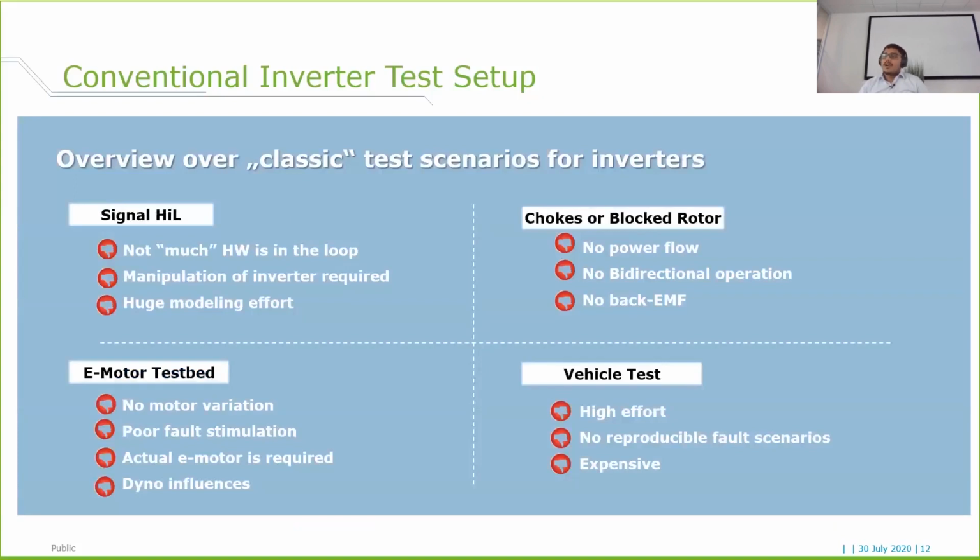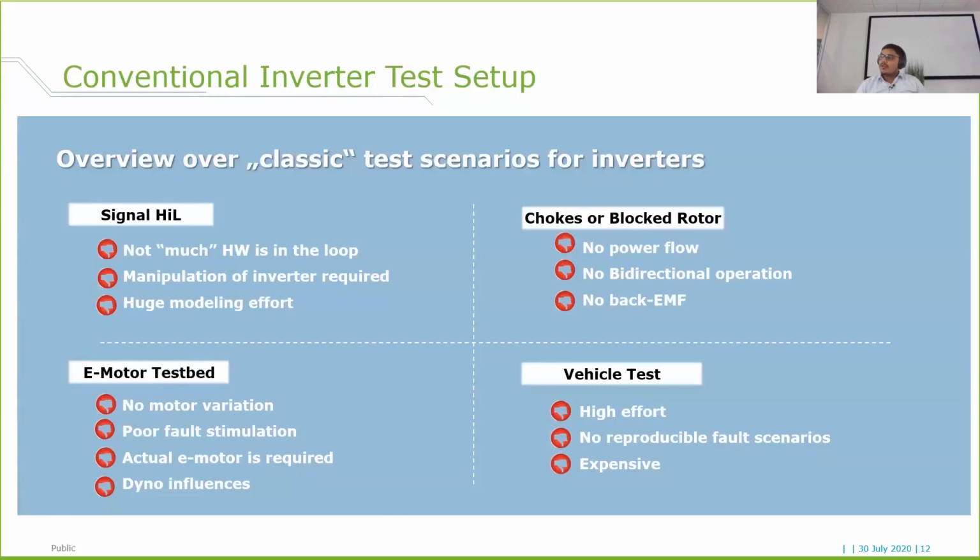One is the signal hardware in the loop. In this case, the actual required amount of power will not flow through the system. It's just signal level modeling, where one can only validate the functionality of the controller, or signal acquisition and calibration and so on. But actual power doesn't flow through, so one is not able to validate the performance or thermal analysis of the said inverter.